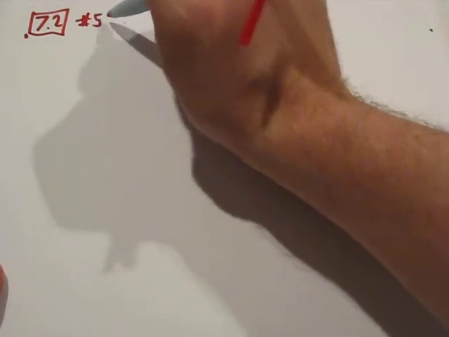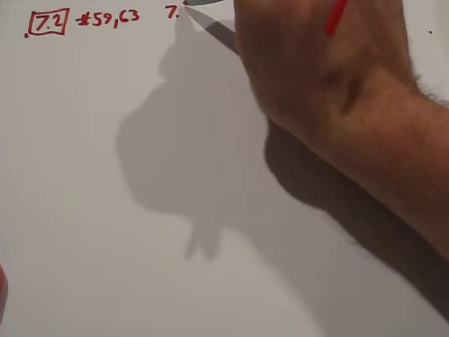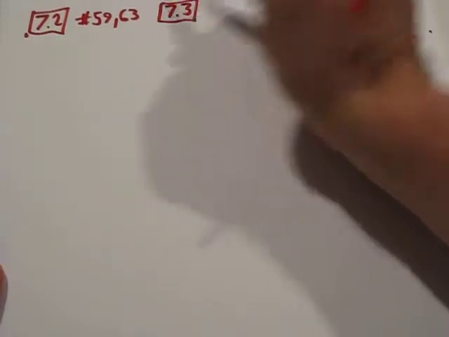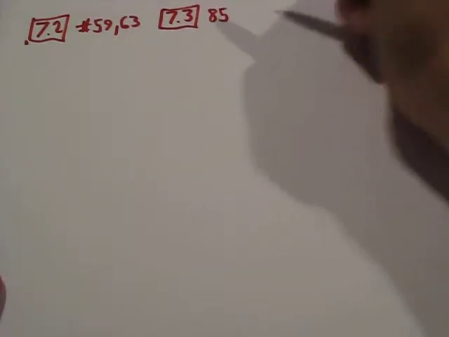Okay, this is Mr. Anderson from Kellogg Community College. I'm going to do some sample problems from section 7.2 and also section 7.3. In section 7.2, the factoring chapter, we're going to be working with problems numbers 59 and 63. And also in section 7.3, another factoring part of the chapter, we're going to work with problem 85.